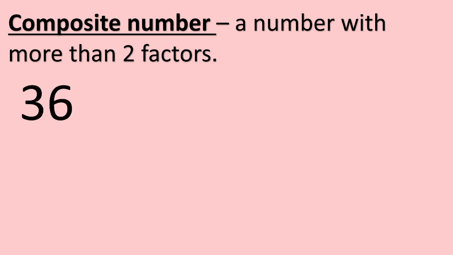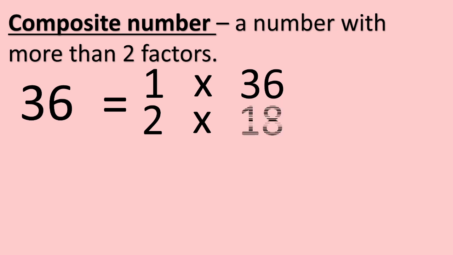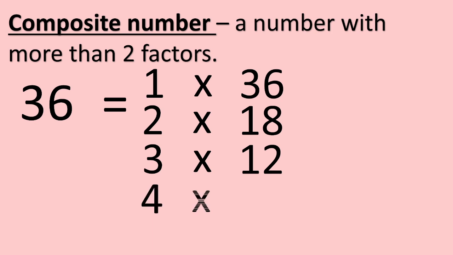Another example: 36. 36 is a composite number. The factors of 36 are 1 and 36, 2 and 18, 3 and 12, 4 and 9, 6 and 6.